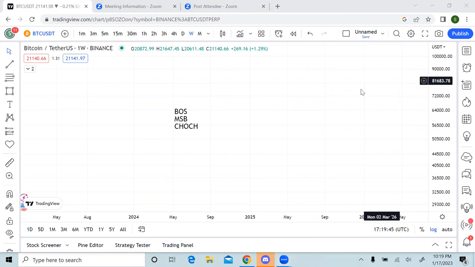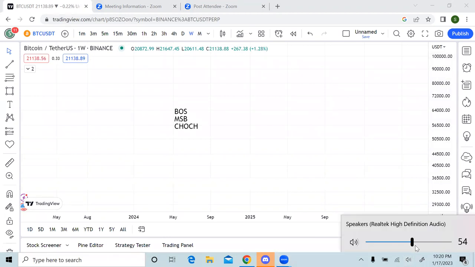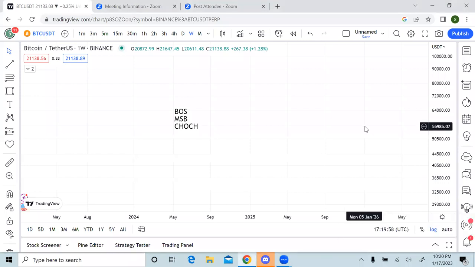So what I understand is that CHoCH, whatever the name is, and then the MSB, market structure break, are the same thing, but the only difference is the time frame, at what time frame they are being done, right? Yeah, CHoCH simply shows you that the trend reversed. And MSB shows you how that trend will be trading. Yep, thanks.